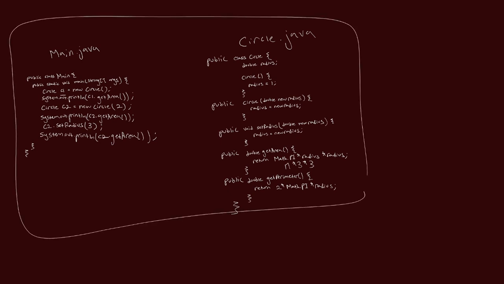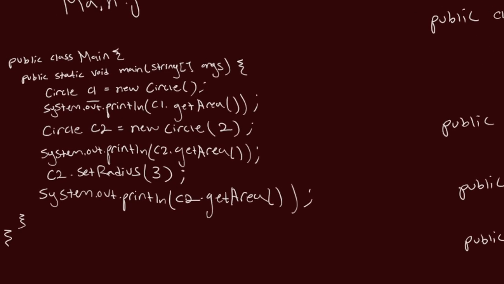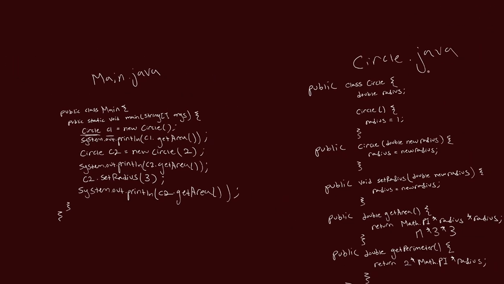But anyways, that's pretty much it. These two will be interacting with each other. This has to be the same name as the class here, and the class has to be the same name as the file, and the constructor also has to be the same name as the class as well. Okay.